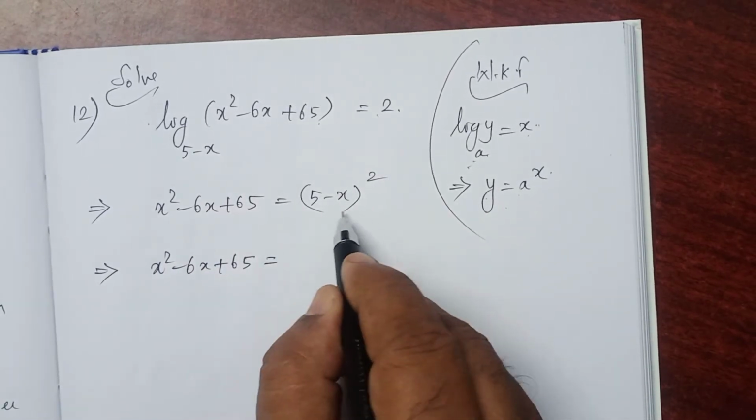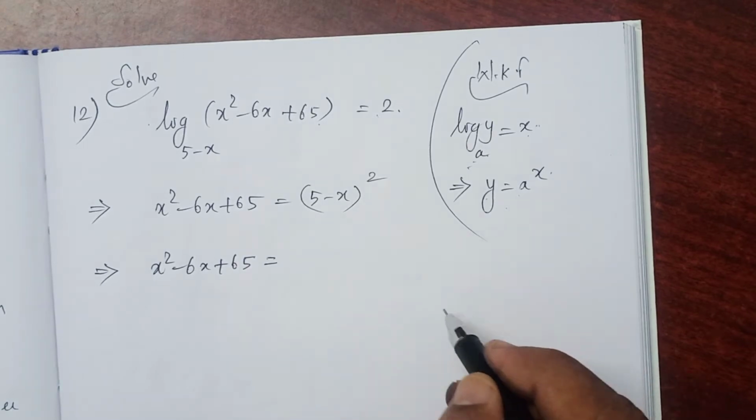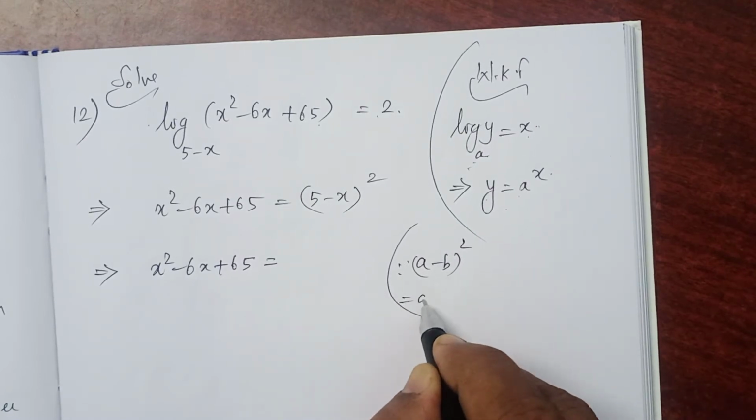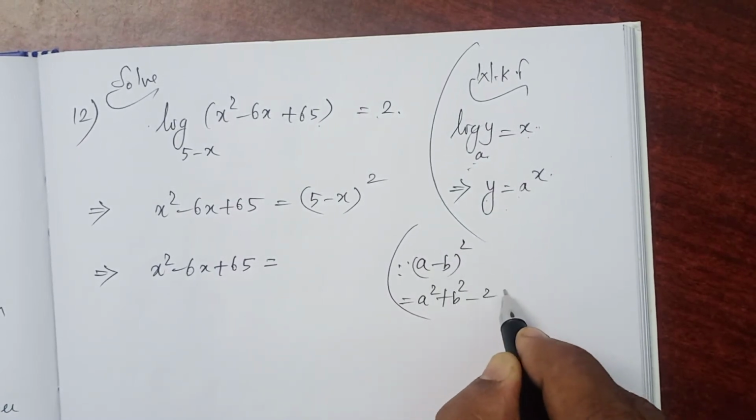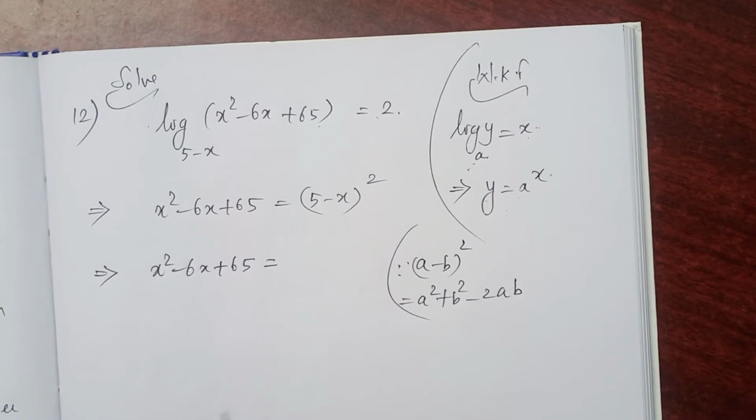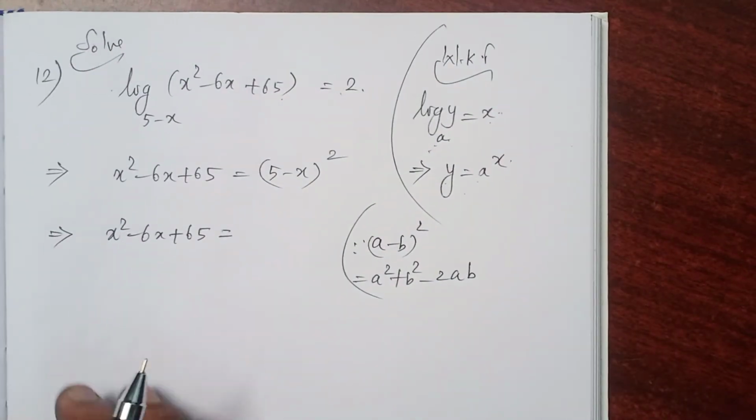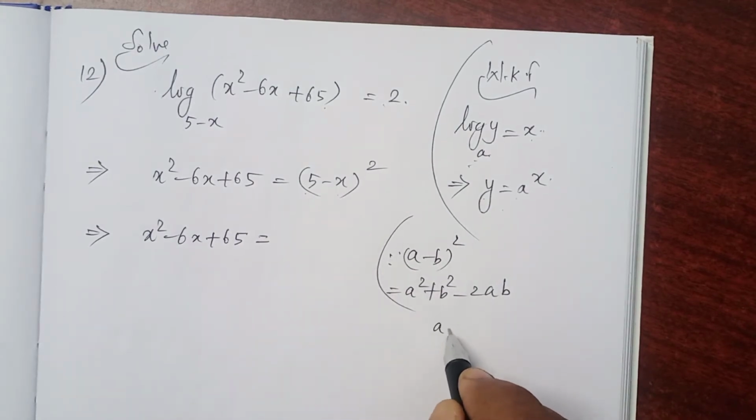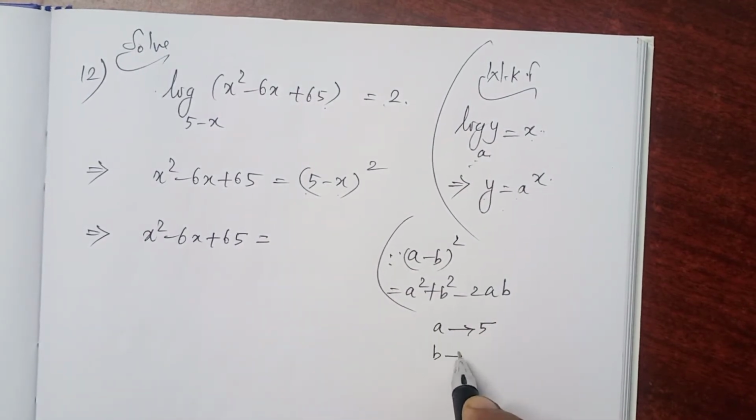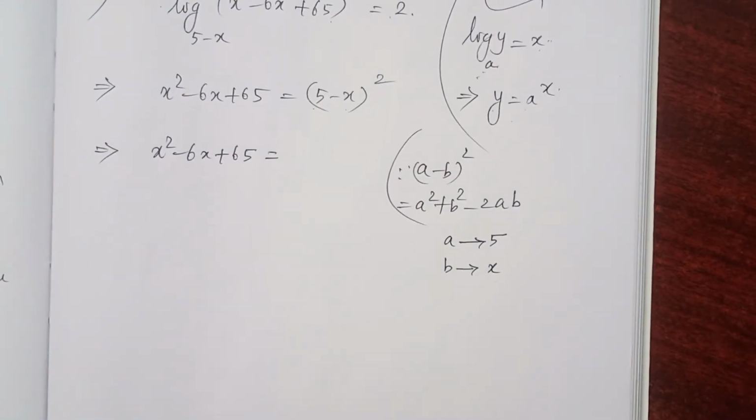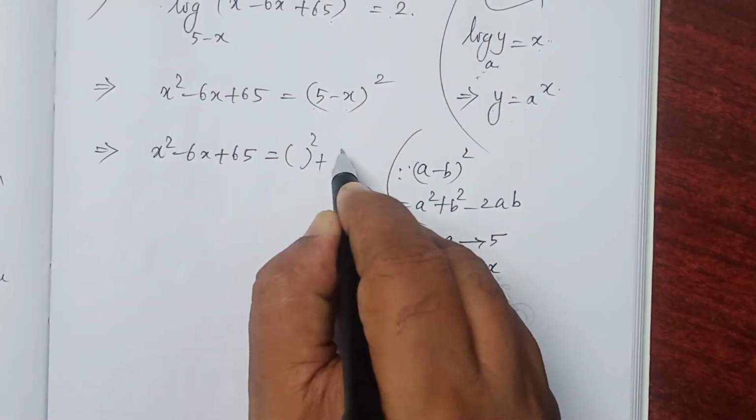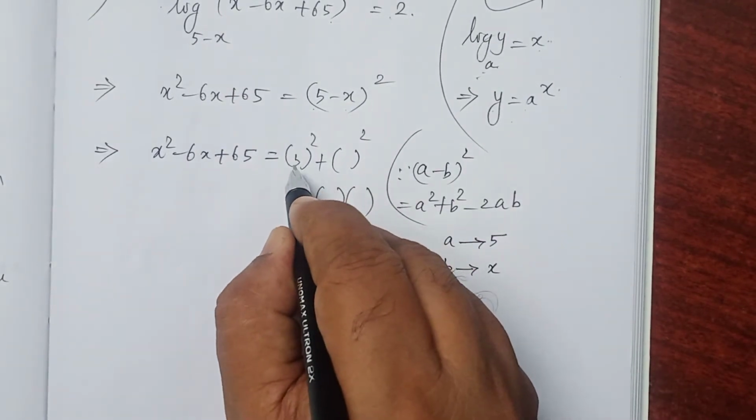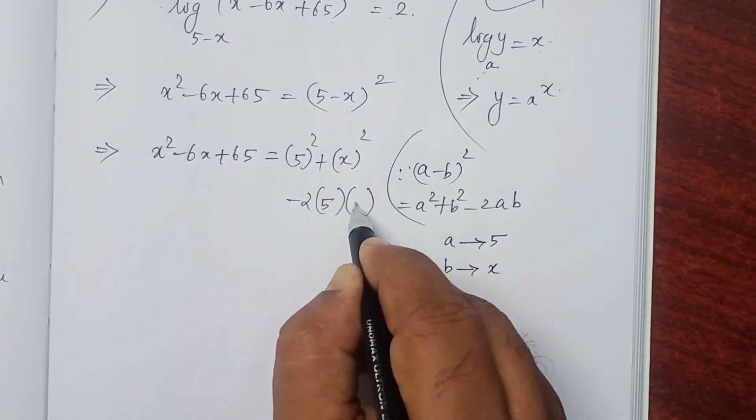Here you can apply the formula a minus b the whole square. A minus b whole square identity you know very well, that is equal to a squared plus b squared minus 2ab. Okay, which one is a? A that is equal to 5, b that is equal to x. For your reference I write here a that is equal to 5, b that is equal to x. Now we can replace a squared plus b squared minus 2ab, with a equal to 5, b equal to x, 5x.